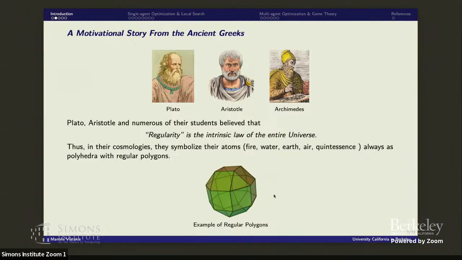So ancient Greeks believed in regularity, that our nature is very regular. So everything that they have in their taxonomy, in their physics, was more or less based in regular shapes. That was the reason that in their physics, fire, water, earth, anything that was the basic atom of the nature was described by polyhedra with regular polygons.